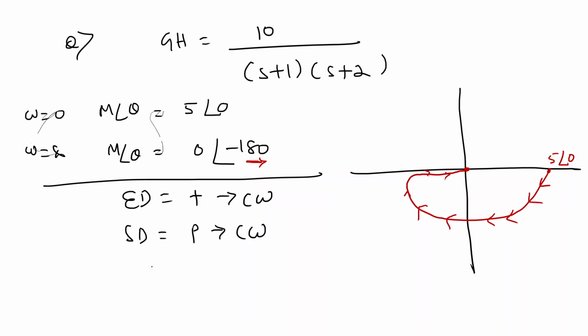Once you do the original polar plot, then you take a mirror image of that. The mirror image will be something like that. Okay, this is the polar plot, and this is the mirror image. So how many infinite radius half circles are there? No, none.